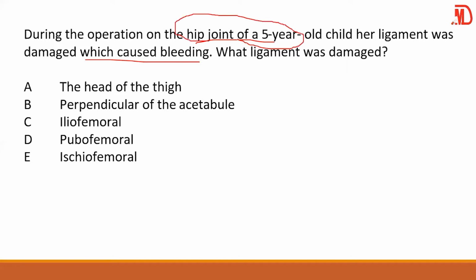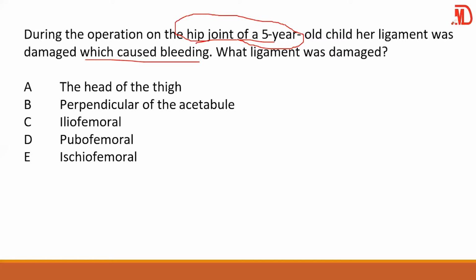Any ligament that you can find at the hip joint can give you a clue of what the damaged ligament could be. And over here, we are looking at the ligament of the head of the femur, also known as the round ligament of the femur. So again, it's the same as the ligament of the head of the femur.